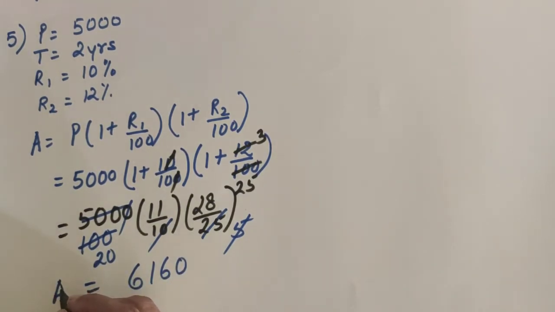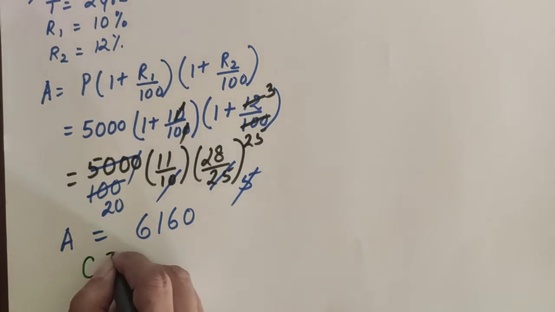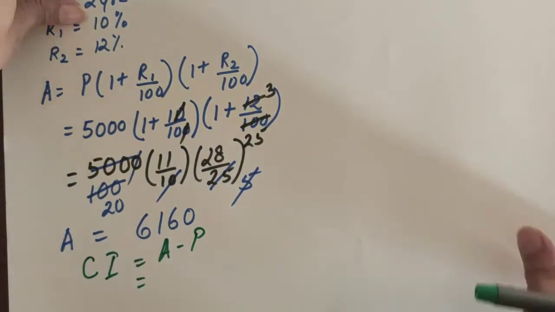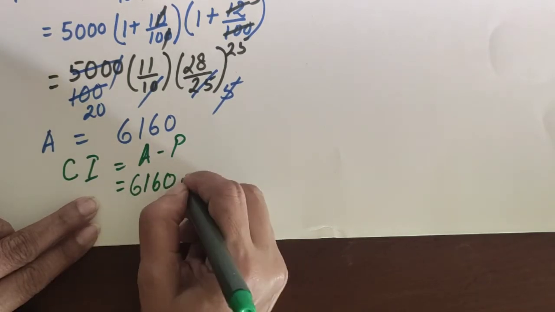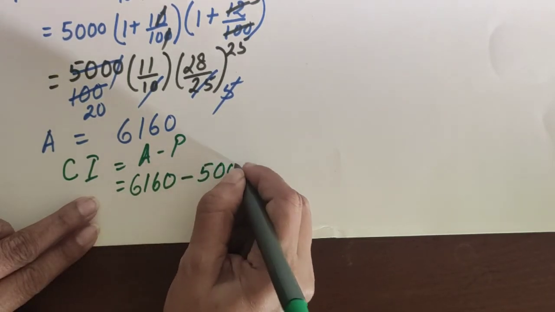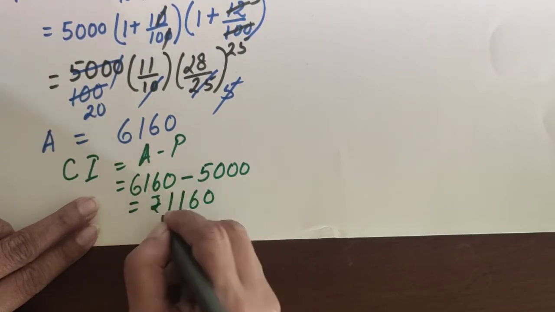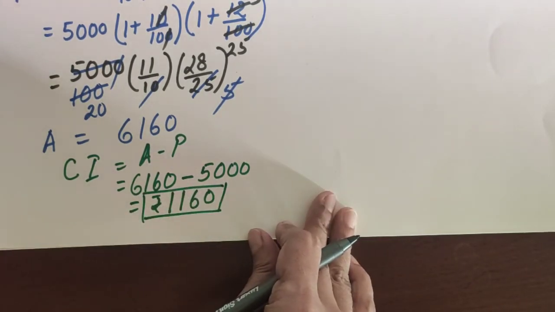Now what you have to find here is the compound interest. So compound interest is nothing but the principal you have to subtract from the amount, same as in simple interest. So compound interest is amount minus principal, where the amount is 6,160. 6,160 minus 5,000 gives you 1,160 rupees as the compound interest. So this is how you can calculate using the formula directly.